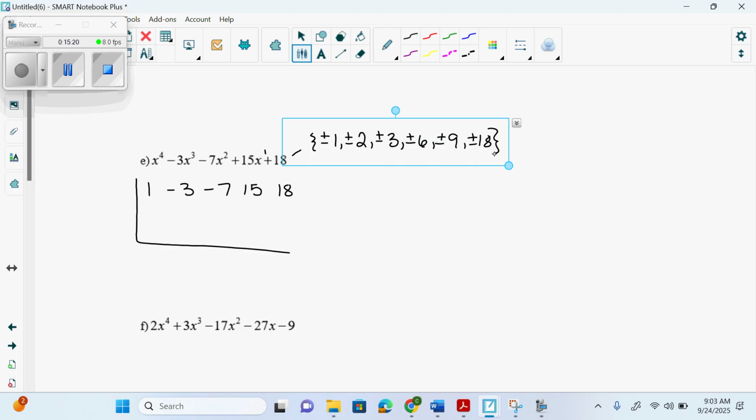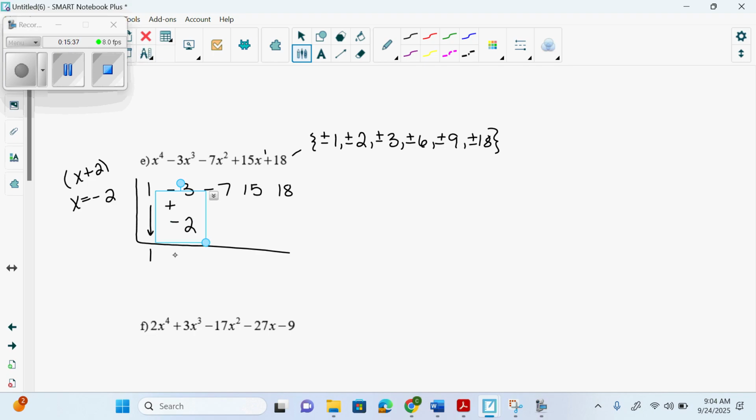Negative 2? Or is x minus 2 the factor? Okay. And so the factor would be x plus 2. So we drop down the 1. Negative 2 times 1 is negative 2. Add it: negative 3 plus negative 2 is negative 5. Multiply negative 2 and negative 5 is 10. Add it: negative 7 and 10 is 3. Multiply negative 2 and 3 is negative 6. Add it: 9 and negative 6 is... sorry, negative 2 and 9 is negative 18. Yay!